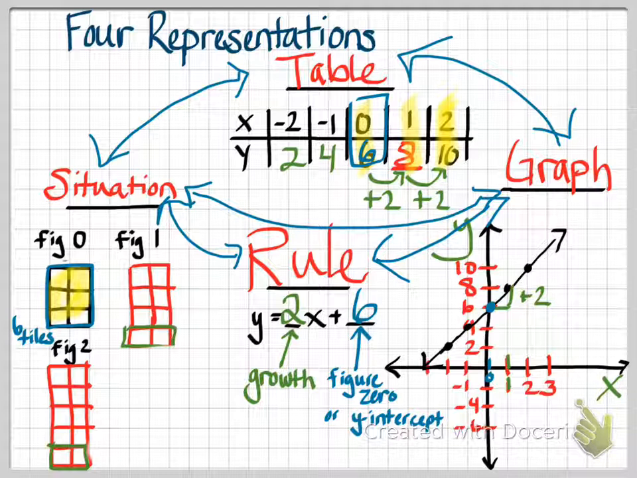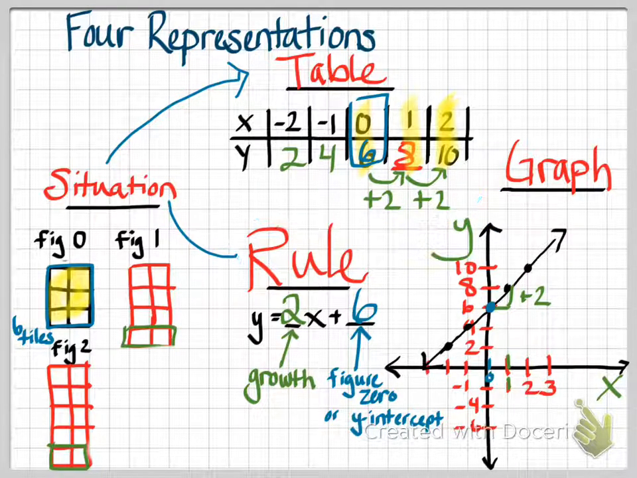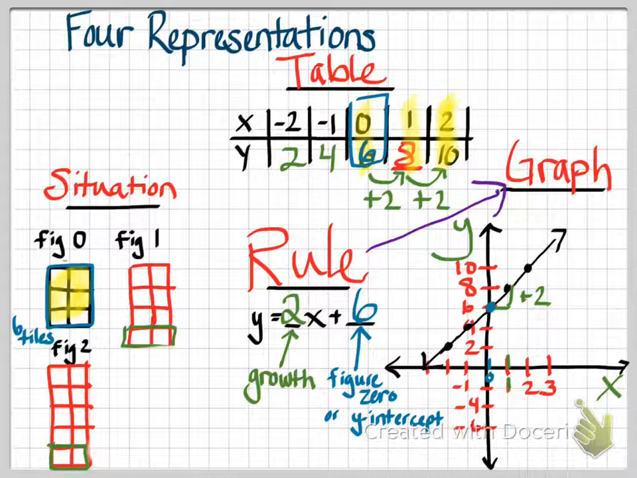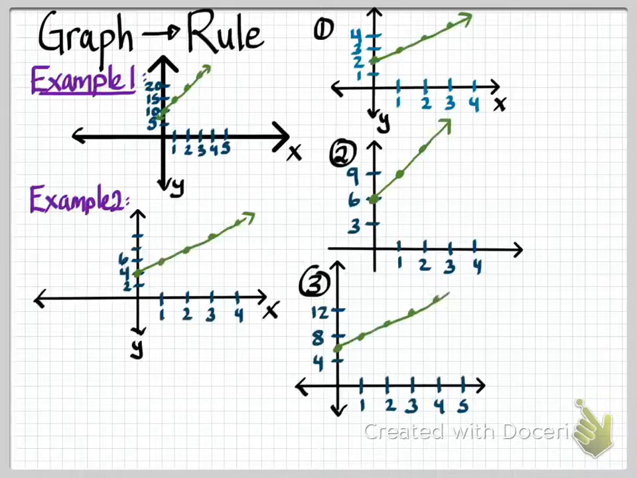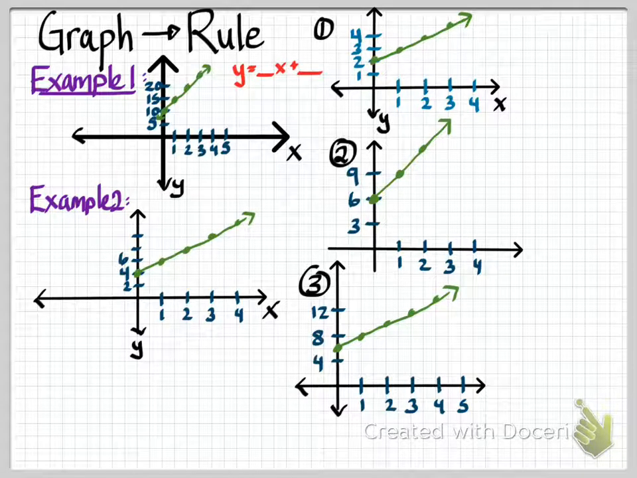Now we're going to mostly talk about the graph and the rule today. So all these arrows are connecting these representations. The only arrow we're going to be concerned about today is connecting the graph and the rule and going backwards, graph to rule. That's the connections we're trying to make today. First, let's talk about how to turn a graph into a rule. So what we have to remember is this form of our rules. So we're going to start out with our blank rule, y equals something x plus something. Now we have to remember what those 2 numbers are and how to find them in the graph.